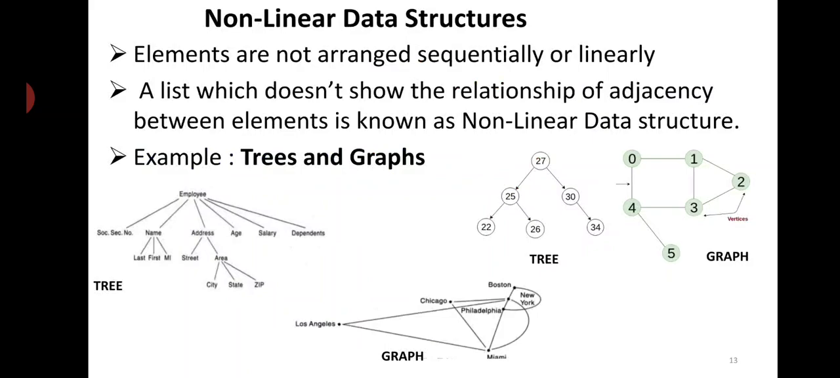Next, we'll go for non-linear data structures. Elements are not arranged sequentially or linearly. A list which does not show relationship of adjacency between the elements is known as non-linear data. There are no elements like a of 1, a of 2. There is no connection between the previous element and the next element. There is no adjacency. These types of data structures are called non-linear data structures. The examples for non-linear data structures are trees and graph.